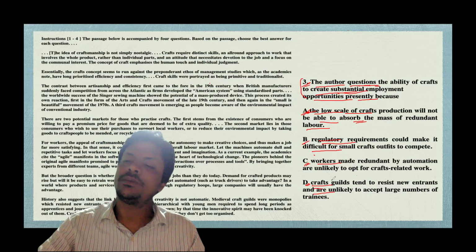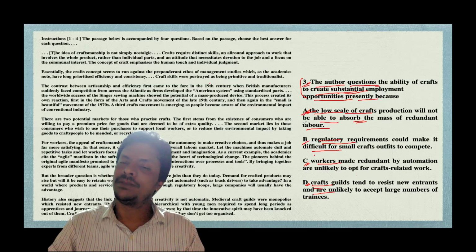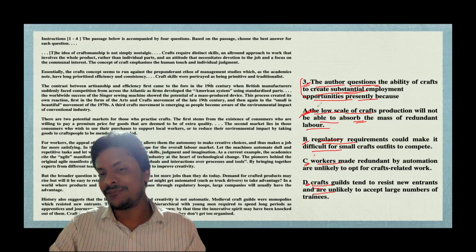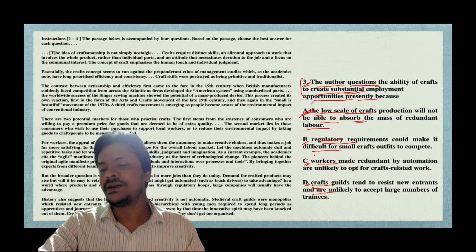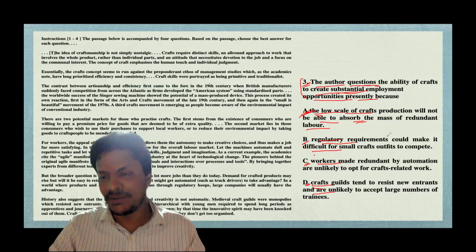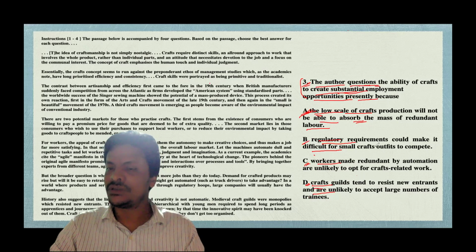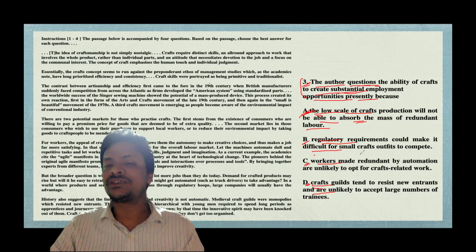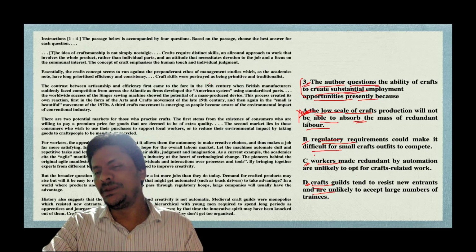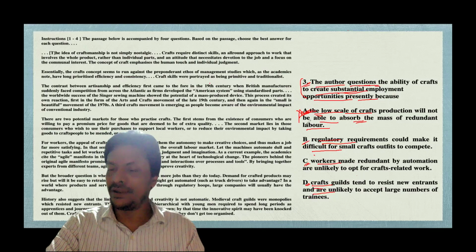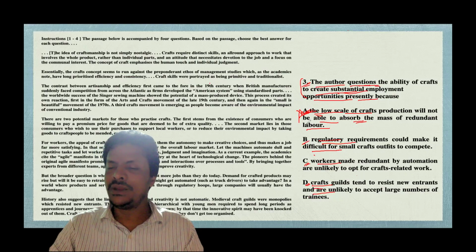So on the basis of that, if I look at each of the options and analyze them as per the question, we need to find the reason. The first one says the low scale of crafts cannot absorb mass labor. The passage mentions demand, and also mentions retraining, but doesn't say the scale is too low, isn't it? That is not presented in the passage. So A is not directly supported. At the same time, option B, which is about regulatory requirements, could be appropriate. Why?